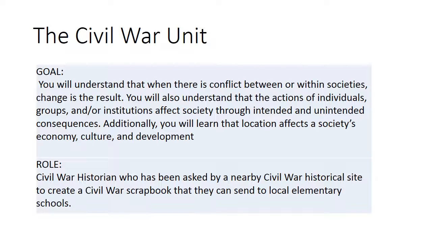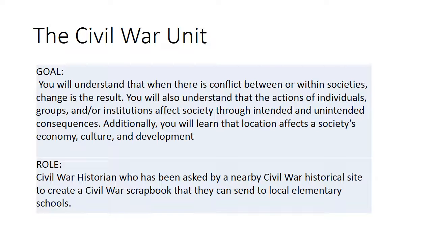In this Civil War unit, the goal is that you will understand that when there's conflict between or within societies, change is the result. You will also understand that the actions of individuals, groups, and/or institutions affect society through intended and unintended consequences. Additionally, you will learn that location affects a society's economy, culture, and development.